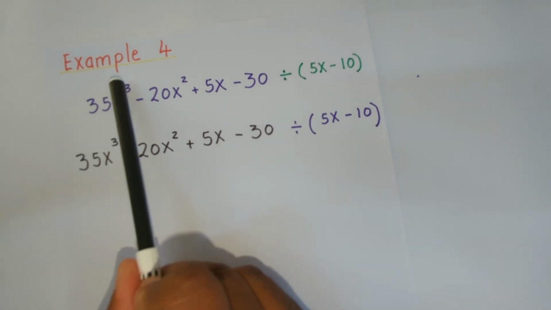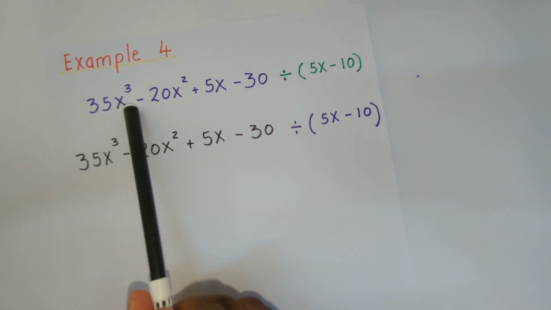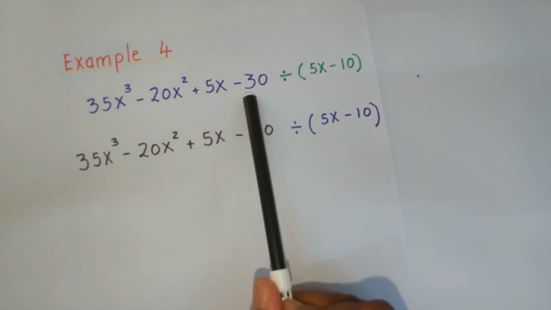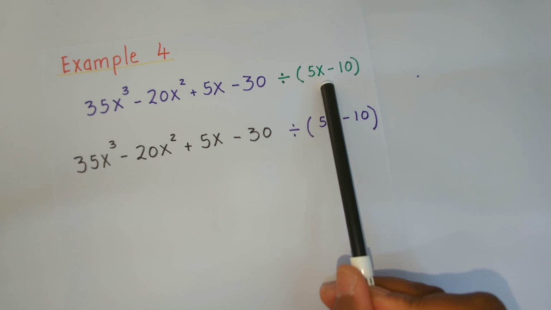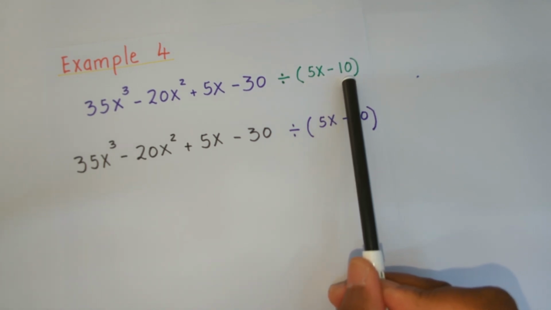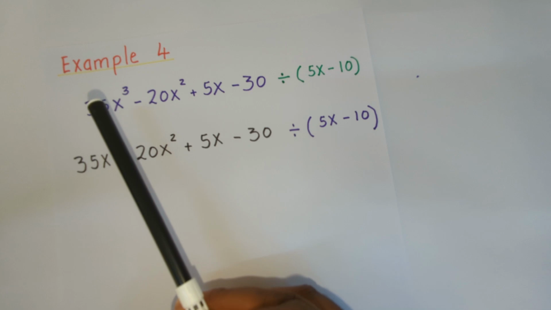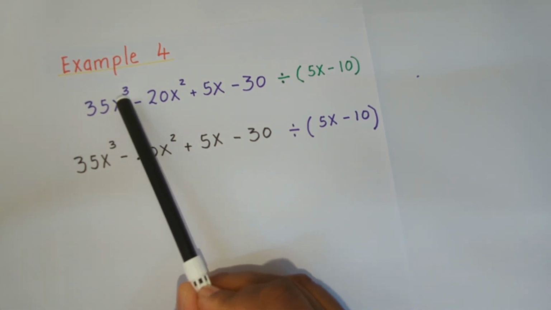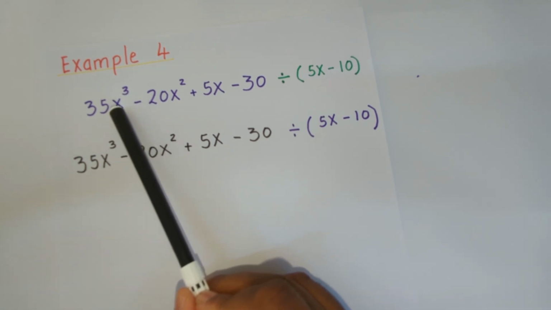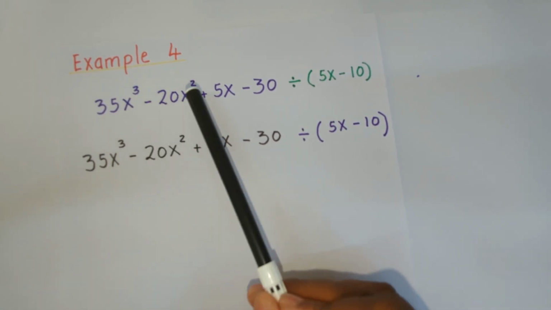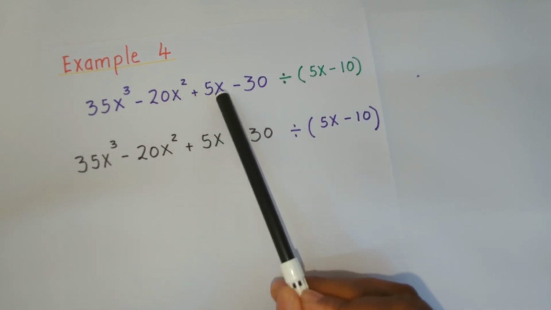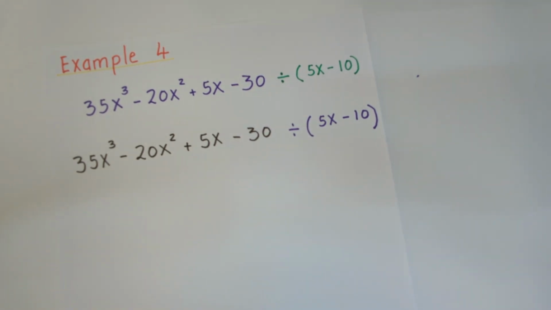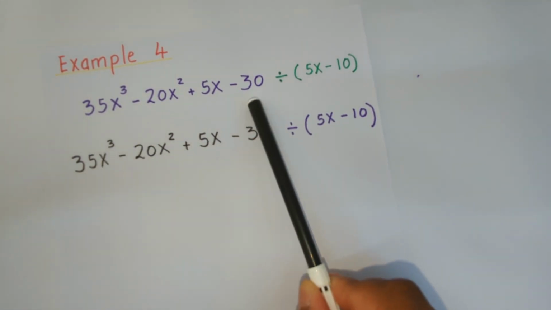In example number 4, we are given 35x cubed minus 20x squared plus 5x minus 30 being divided by 5x minus 10. So as usual, we always have to check if the exponents of our variable are written in descending order. So we have x to the power of 3 followed by x to the power of 2 followed by x to the power of 1 and lastly our constant. So this one is okay.